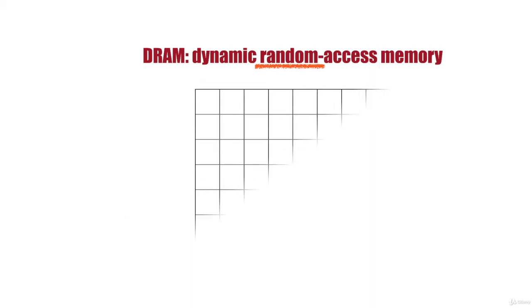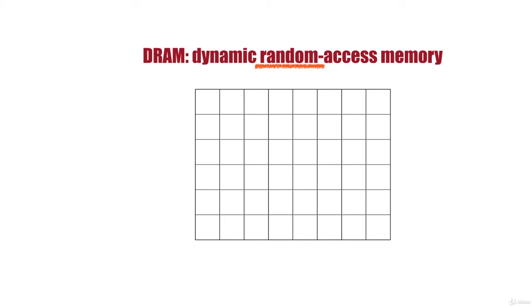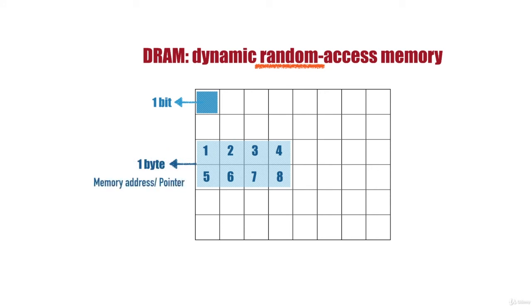Let's say this table represents the memory. Each grid represents 1 bit. 8 bits put together is 1 byte. Each byte will be given a memory address. The memory address is just a series of continuous numbers. It is also called pointer, as it can point us to a specific part of memory. Giving each byte a memory address is called byte addressing.